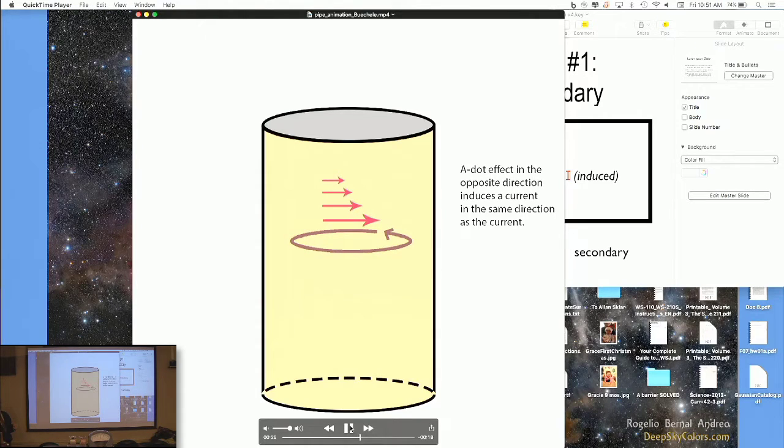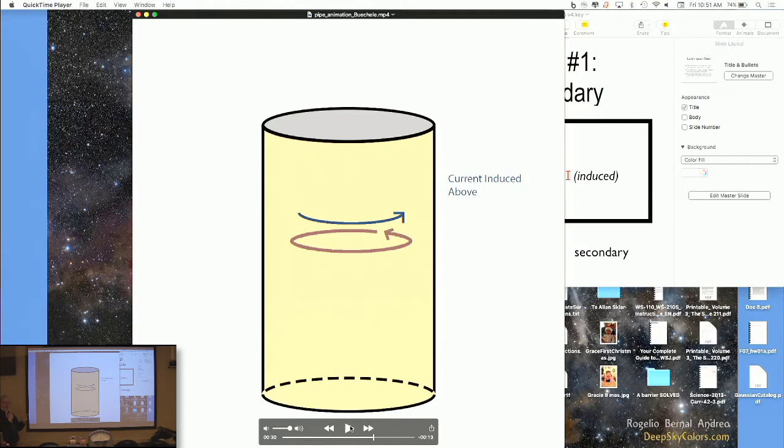The same way as the wire loop now, right? Because the A is decreasing, A dot's in the other direction. So the induced current above is in the same direction as the wire loop. So below, it's in the opposite direction. Above, it's in the same direction.